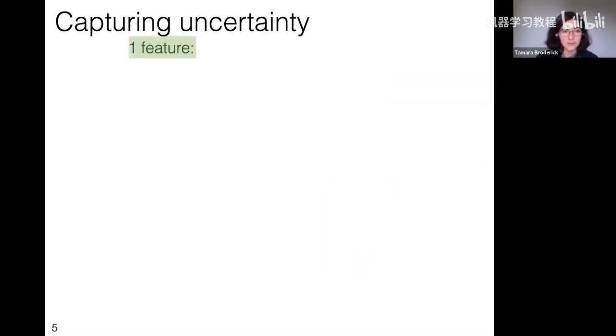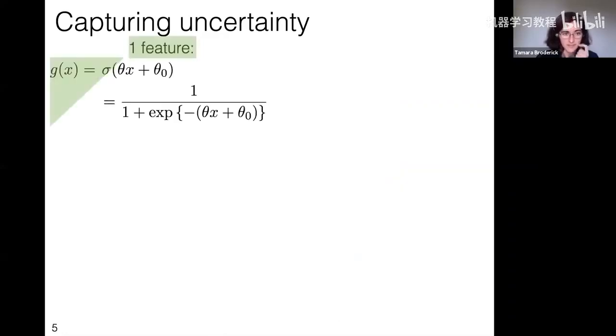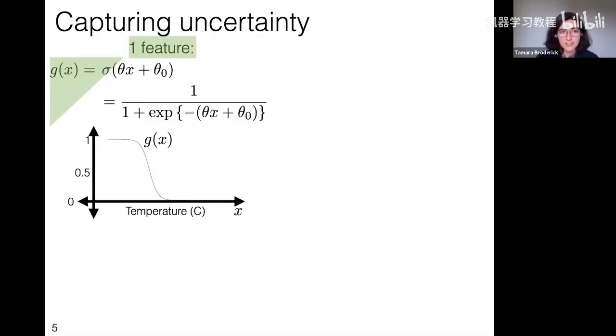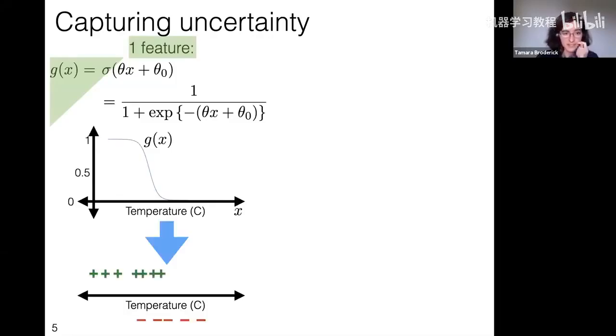So first, recall we just looked at 1 dimension with 1 feature. In that case, our g of x, this is just the g of x that I just wrote on the previous slide. We saw that it looks like this nice S curve, and that I could generate my simulated data by drawing, am I wearing a coat or not wearing a coat, according to the appropriate probability. So let's look at two features now.